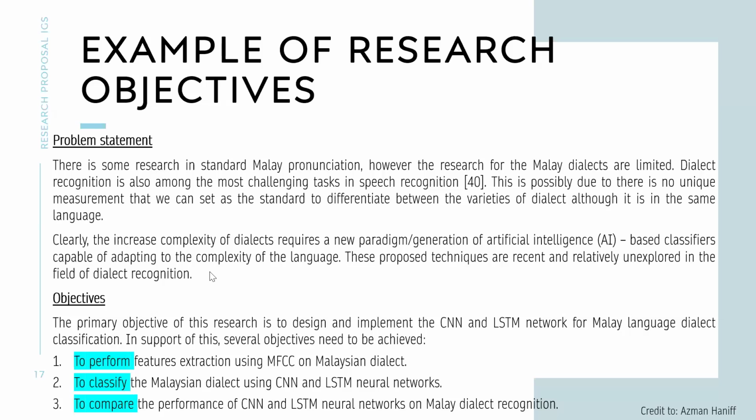Okay, can anyone share your opinion regarding the objective? Hello, doctor. This is what I managed to identify. The primary objective is stated specifically to design and implement the CNN and LSTM network for Malay language dialect classification. Actually, our main goal should be stated as generally as possible, before we can niche it down to the method. So I think CNN and LSTM do not need to be mentioned. This is my own opinion, correct me if I'm wrong.